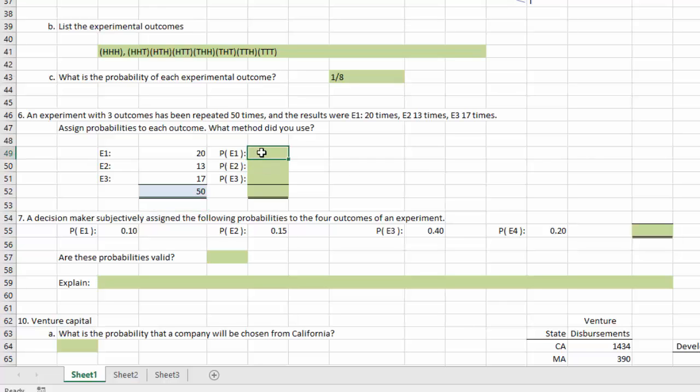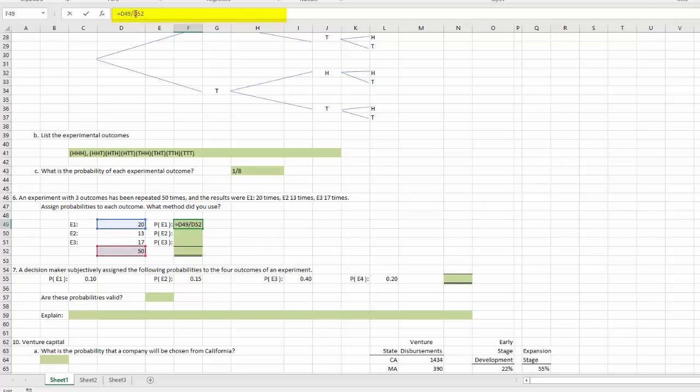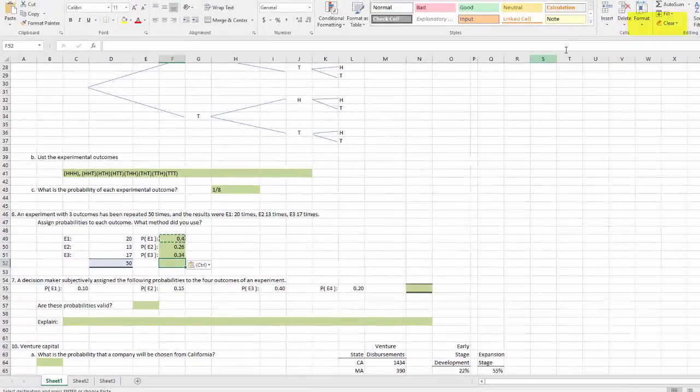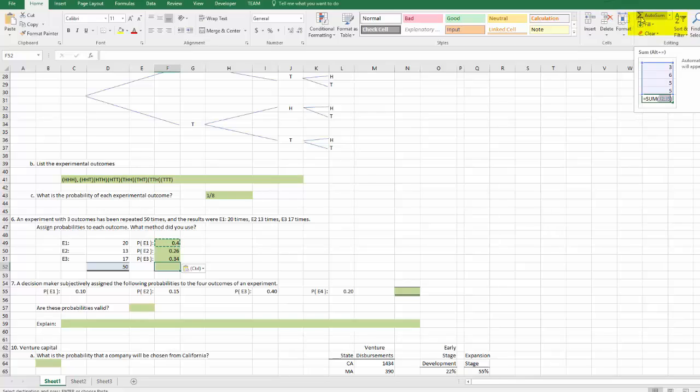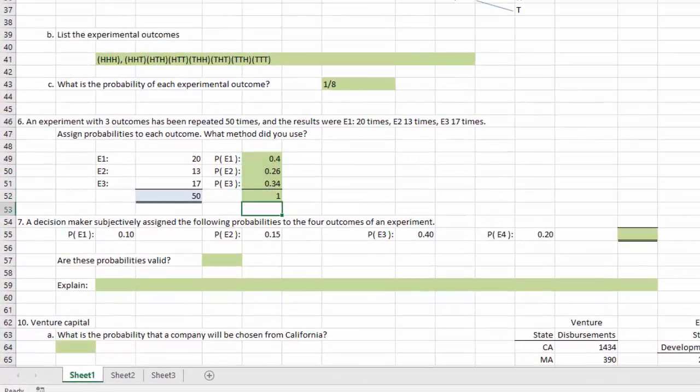So now what we're going to say here is equals 20 divided by D52. I'm going to go ahead and lock my cells here because I'm going to copy this down. So I have 40% chance of E1 occurring, 26% of E2, and then 34% of E3. Now, if we did this correctly, we're calculating the entire population, so this really should equal 1. If all the percentages are captured, it should be 1. Again, I'll select the auto sum here. It highlights the rows there, hit enter, and we have 1.